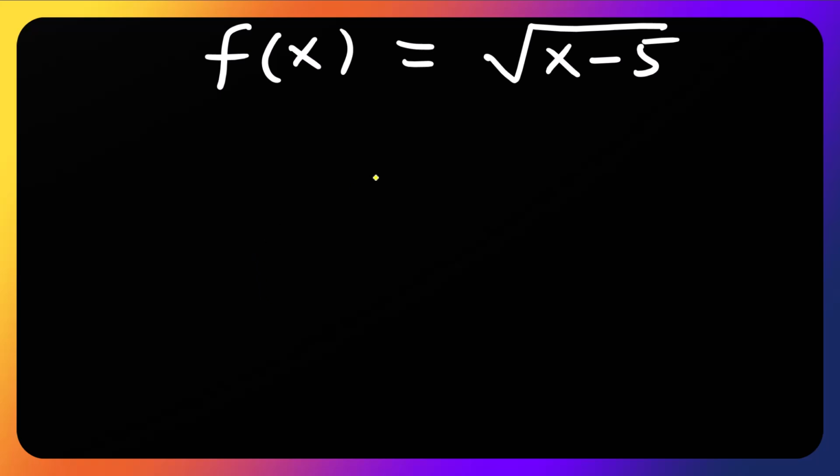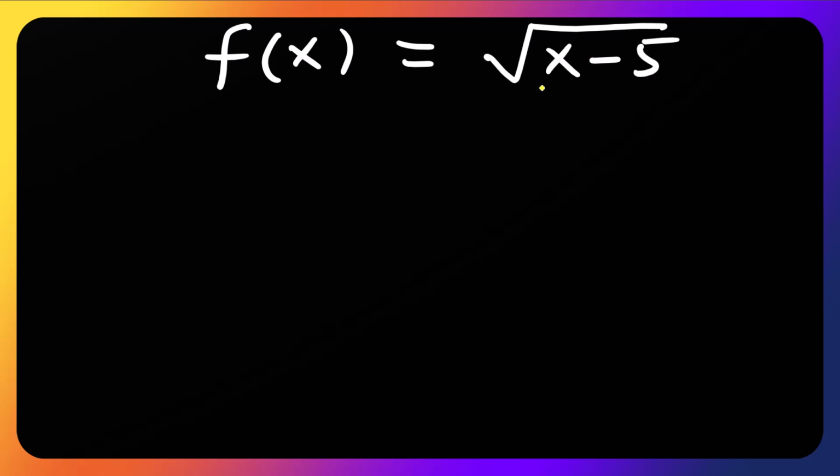Now let's look at the domain of this function. We are given f of x equals the square root of x minus 5. Now, what is the domain of a function? Domain means the set of all possible values of x for which the function is defined. So we focus on values of x that will make this one defined.